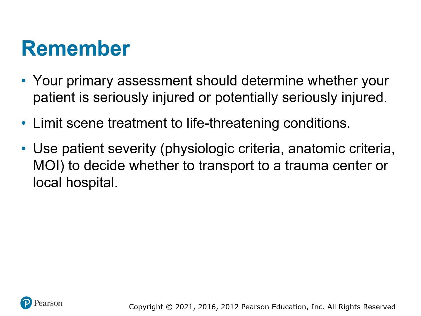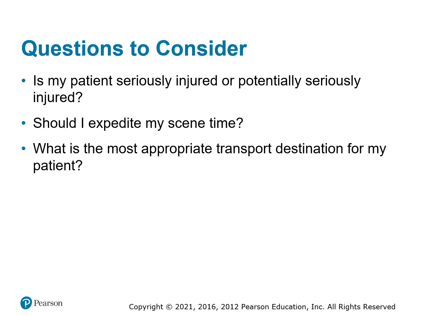Remember, your primary assessment should determine whether your patient is seriously injured or potentially seriously injured. Limit scene treatment to life-threatening conditions. Use patient severity like physiologic criteria, anatomic criteria, and mechanism of injury to decide whether to transport to a trauma center or local hospital. Some questions to consider. Is my patient seriously injured or potentially seriously injured? Should I expedite my scene time? What is the most appropriate transport destination for my patient?